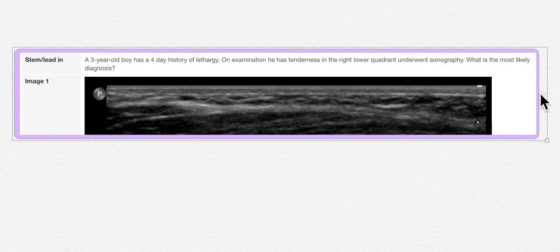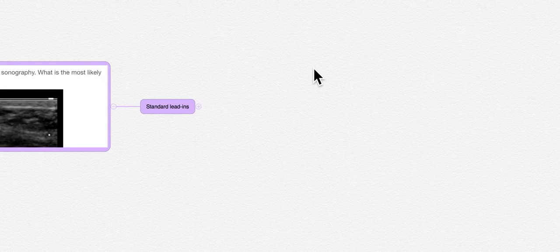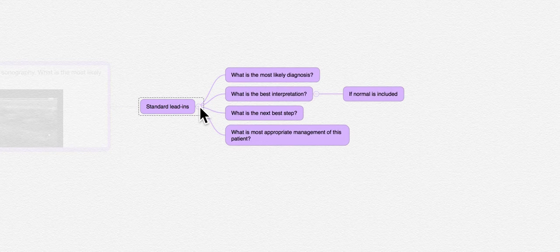Similarly, talking about format, we do want to try and have as many standard lead-ins as possible. The lead-in is the actual question that's being asked. And there are a number of different standard lead-ins depending on the question that's being asked. What is the most likely diagnosis? What is the best interpretation? What is the next best step? What is the most appropriate management of this patient? All pretty standard. If normal is included in one of the diagnostic options, then it should be best interpretation, as normal is not a diagnosis.